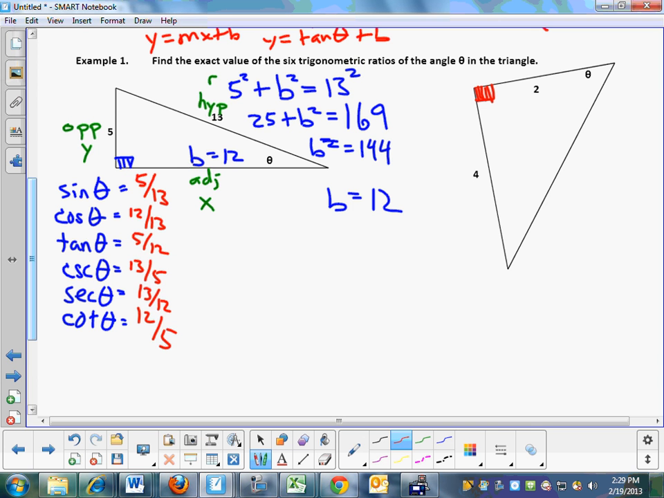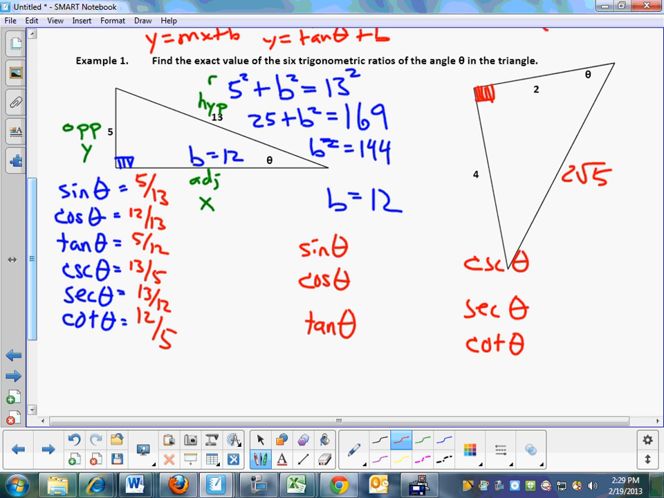All right, how about that one over there? What do we do? 2 roots of 5. Casey used the Pythagorean theorem. She came up with square root of 20, which reduces to 2 square roots of 5. Very good. Now I have to write them all down. Sine of theta, cosine of theta, tangent theta, cosecant theta, secant theta, and cotangent theta.